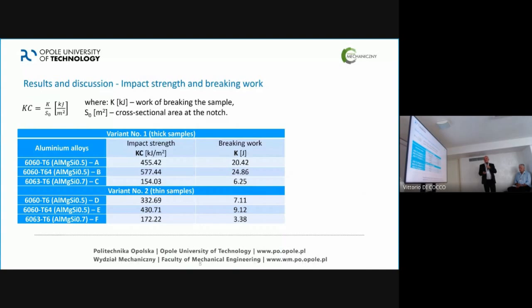So we see, for example, that for aluminium 6063, for this specimen, the impact strength at breaking work is less, about 3 times, compared to aluminium 6060. For thin samples, it is similar. You may see also that for variant number 2, the impact strength at breaking work is always less compared to the thick specimens. This is very important in production and for our transport safety on the trains.